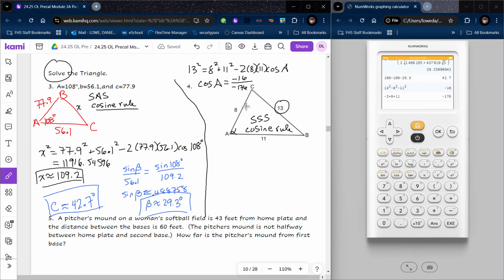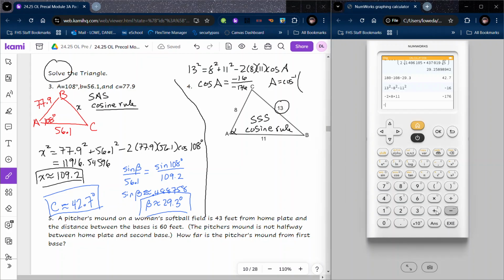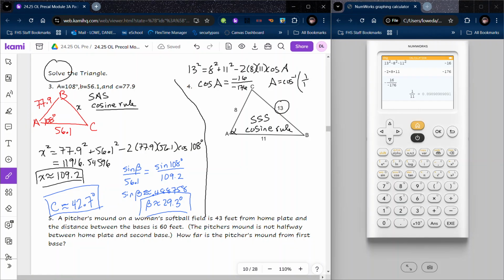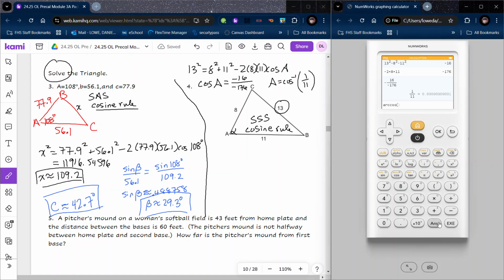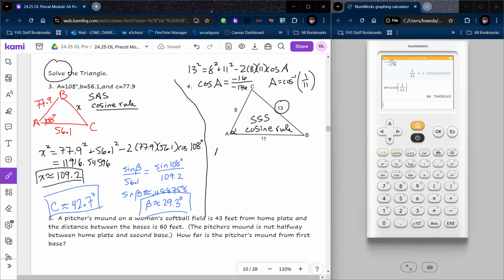So that means that A is going to be the inverse cosine of that negative 16 divided by negative 176. So that's 0.09 or 1/11. And so if I do the inverse cosine of that value, that gives me 84.8 degrees approximately. So angle A is approximately 84.8 degrees. That's my largest angle. Okay. Then I can solve for the rest of the items.